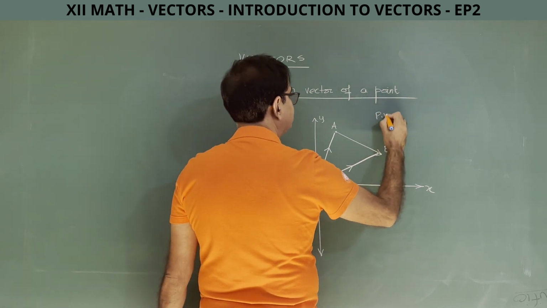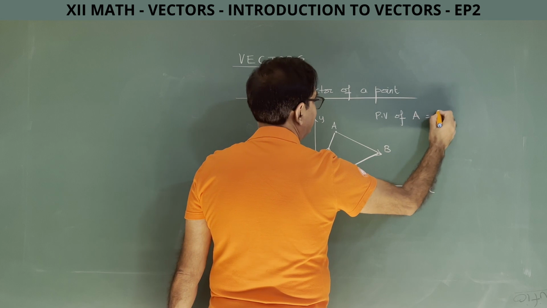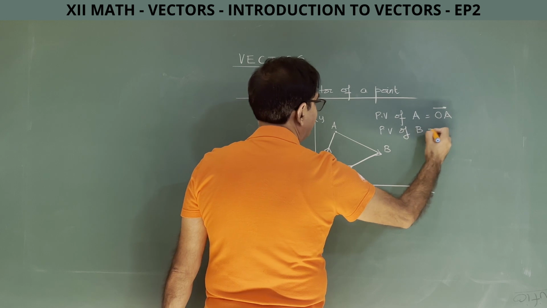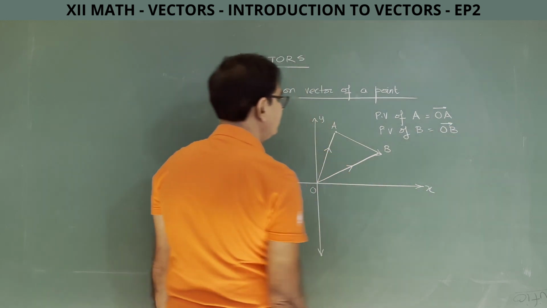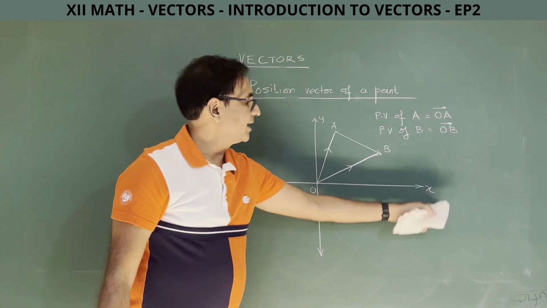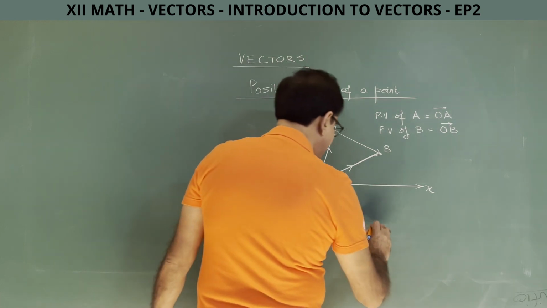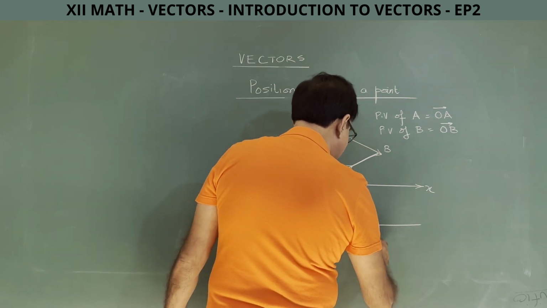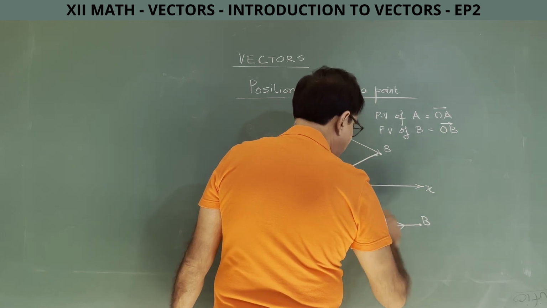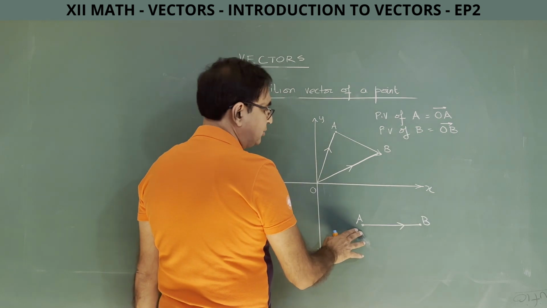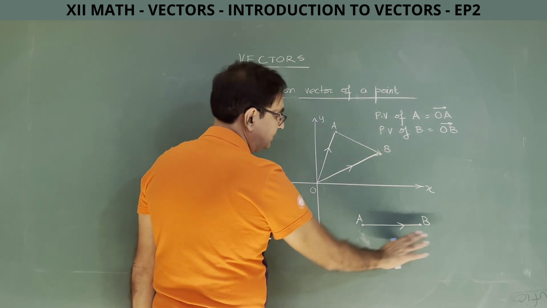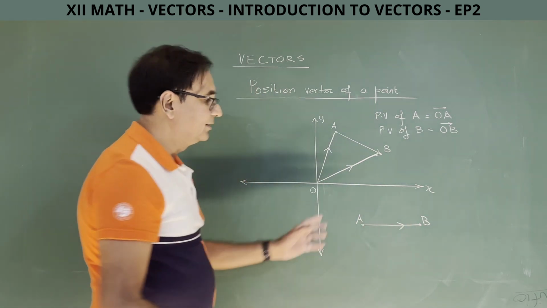So what is the position vector of A? It is vector OA. What is the position vector of B? It is vector OB. Alright, when I am doing numericals, I won't be drawing this diagram. I will draw vector AB like this: tail, head, initial point, terminal point, direction shown by this arrow. I won't show the actual direction. So this is a representative vector, this is vector AB.